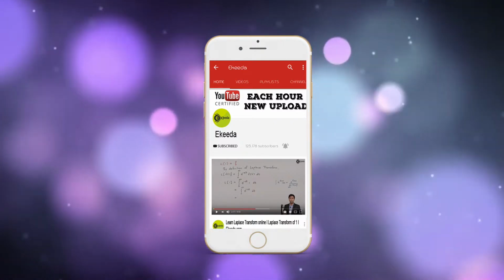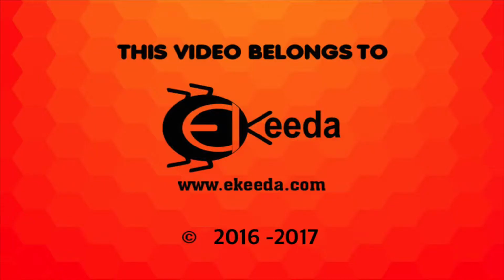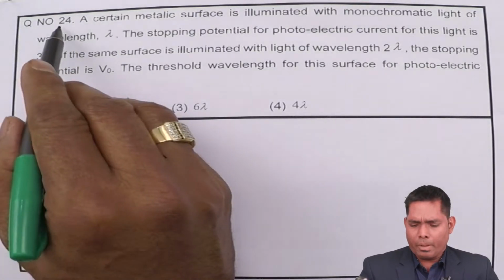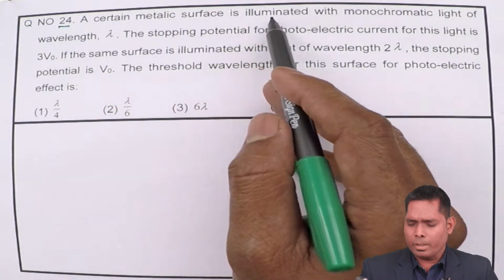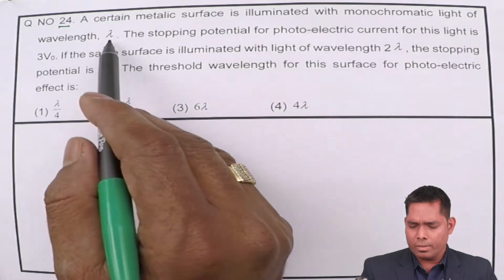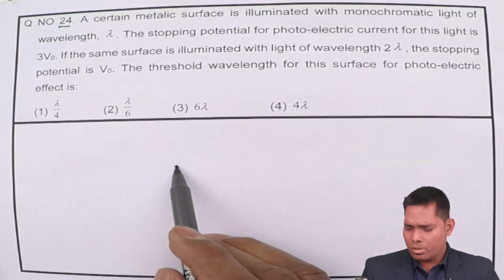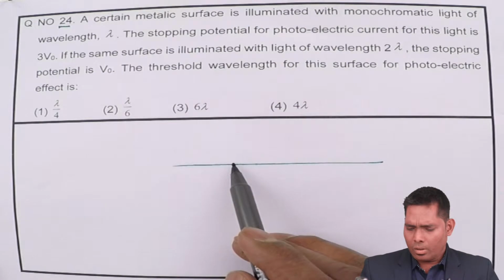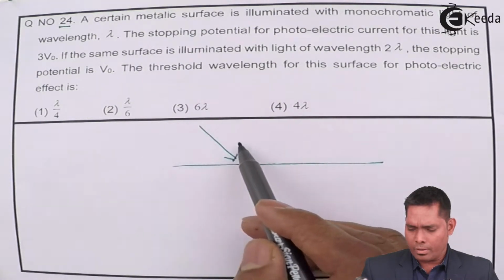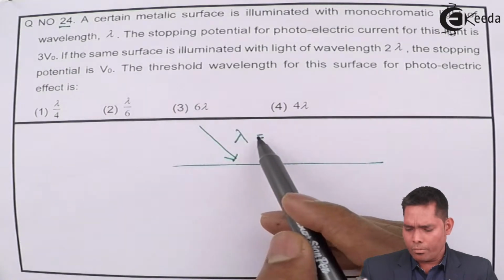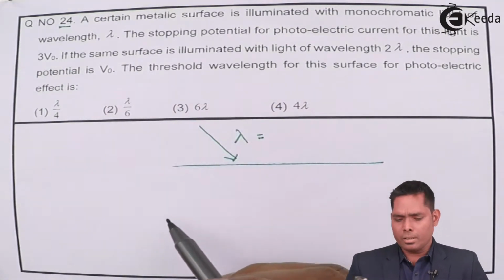Students, in this video we'll discuss question number 24, NEET Physics paper 2015. Friends, number 24: a certain metallic surface is illuminated with monochromatic light of wavelength lambda. So it is a certain surface, obviously a photoelectric metal, and light of wavelength lambda with which this is illuminated.